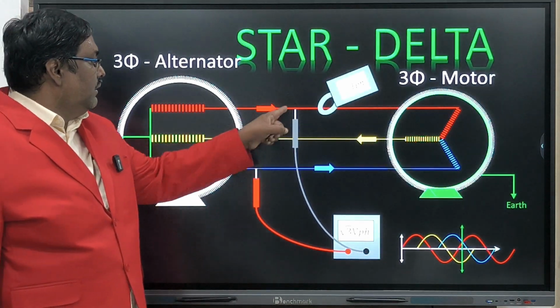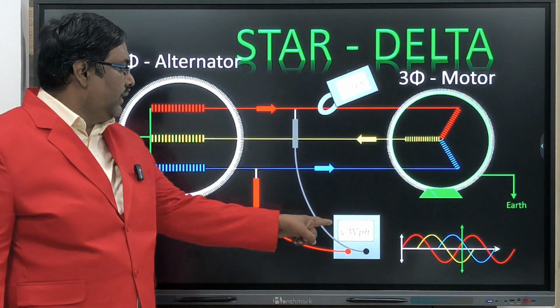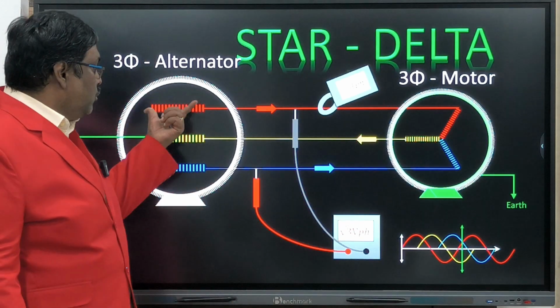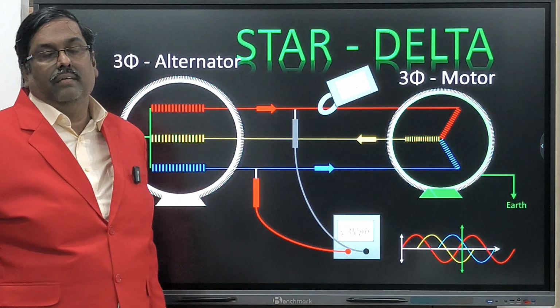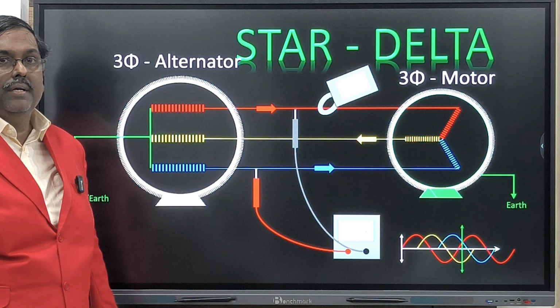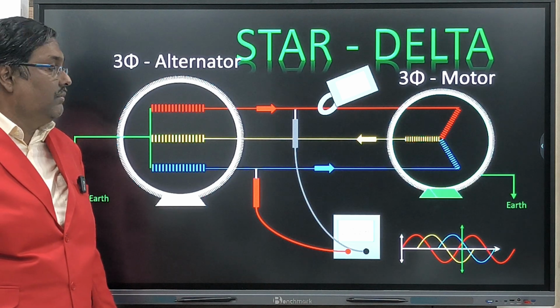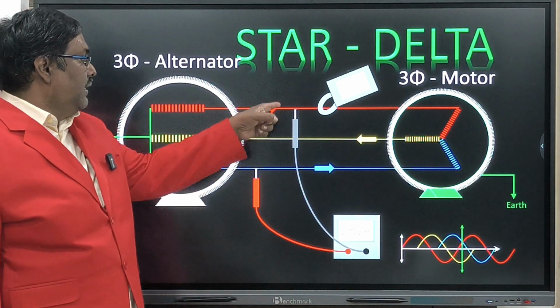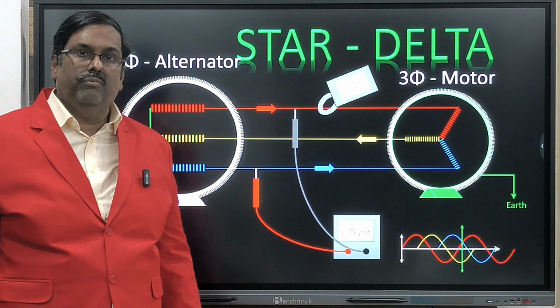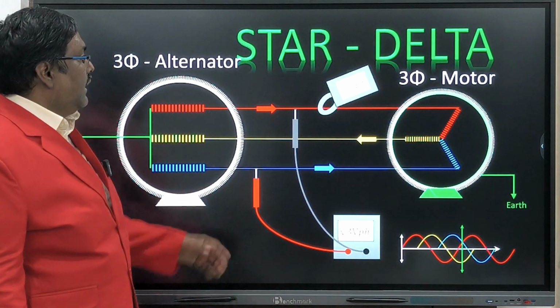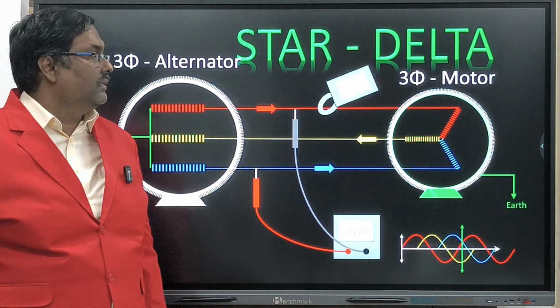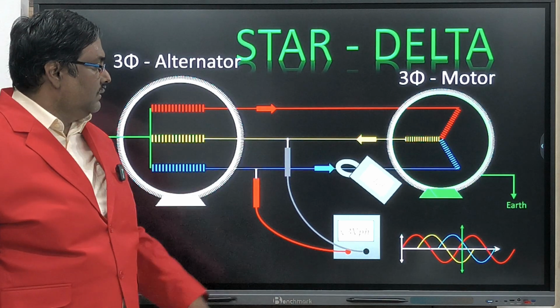So this is the line voltage, no? Red and blue, between them is the line voltage. How much is the line voltage? Phase voltage times root 3. That means phase voltage is 220; root 3 if you multiply, the answer will become 415. So that is why three phase voltage will always be 415, not 220. And current is the same. Current is not changing.